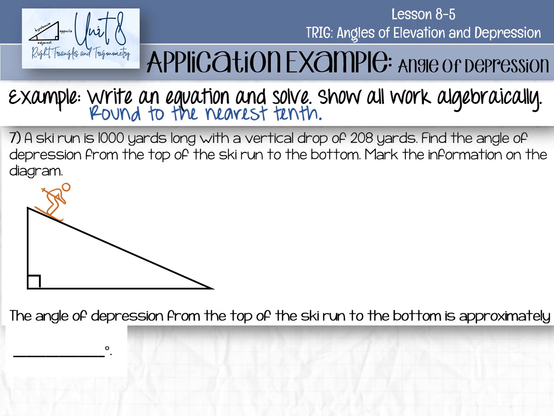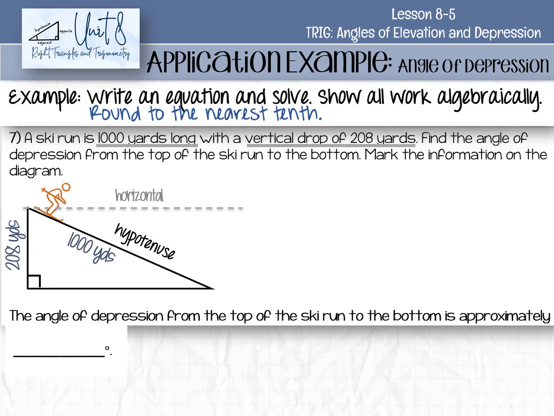Number 7. A ski run is 1,000 yards long. There we go. Don't have the skier moving, maybe next time, with a vertical drop of 208 yards. Good thing we're not doing that. Find the angle of depression from the top of the ski run to the bottom.